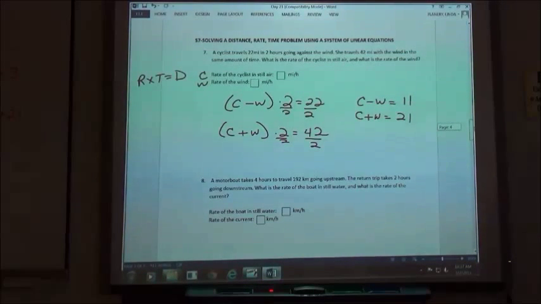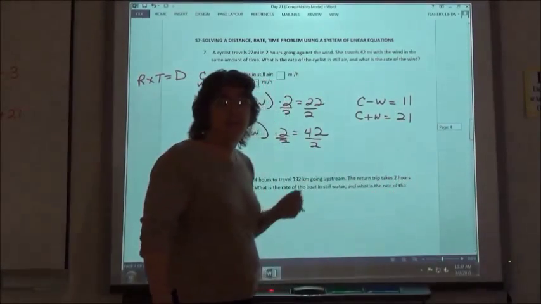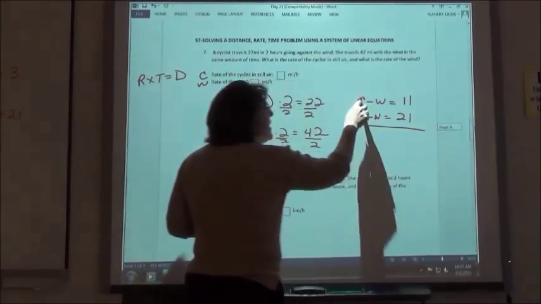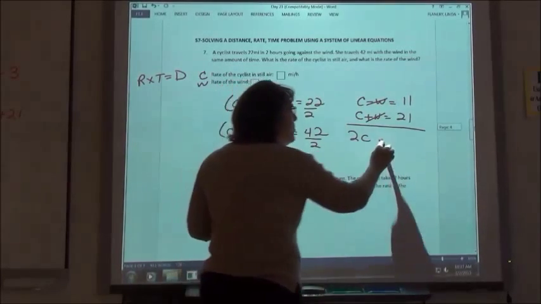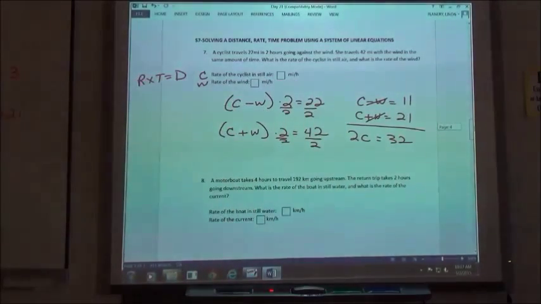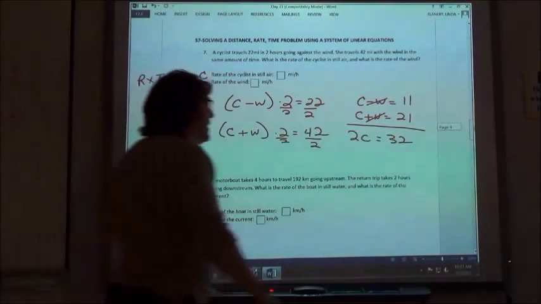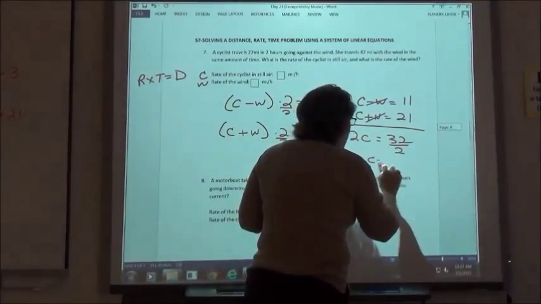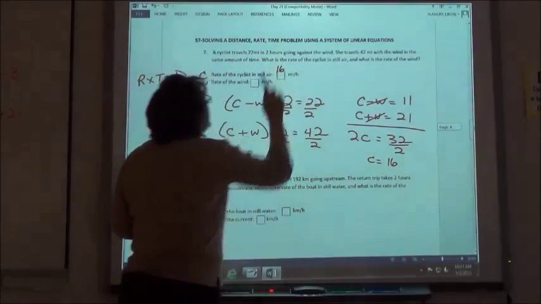Now that kind of looks like that problem where we had the sum of two numbers is and the difference of two numbers is, right? We have opposites in front of our W's, so we can just go ahead and add to eliminate the W's from our equations. C plus C is 2 C's. Negative W and a plus W cancel out. 11 plus 21 is 32. In order to solve that for C, all we have to do is divide. C is going to equal 16. So the rate of the cyclist, 16 miles an hour.